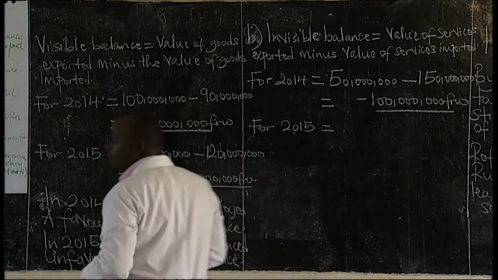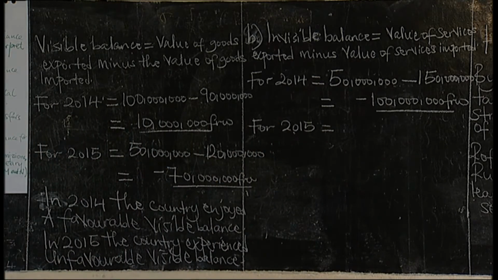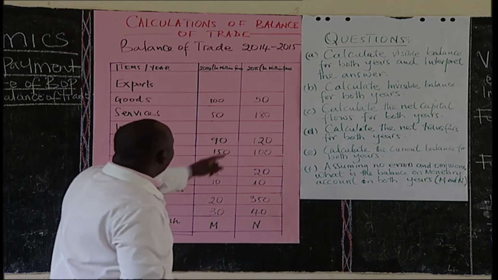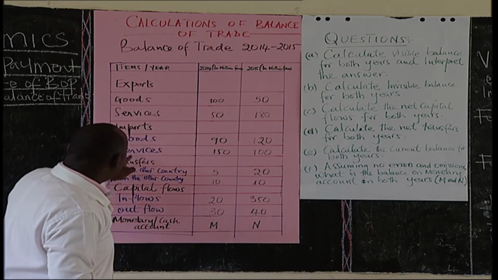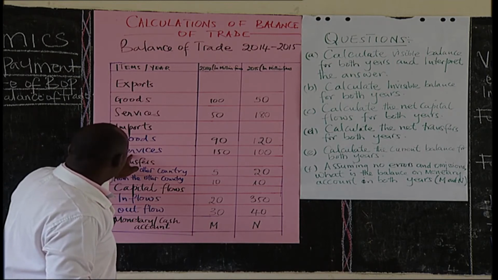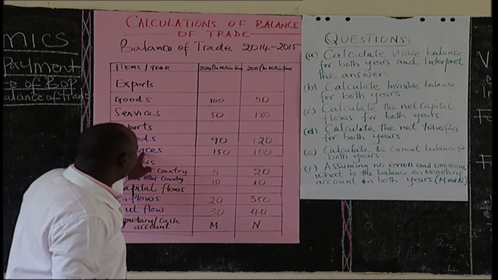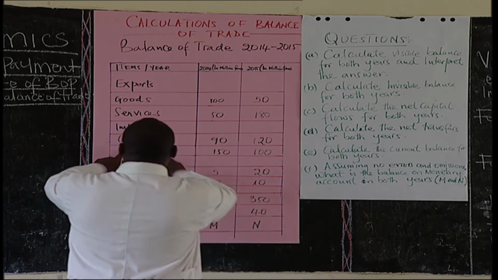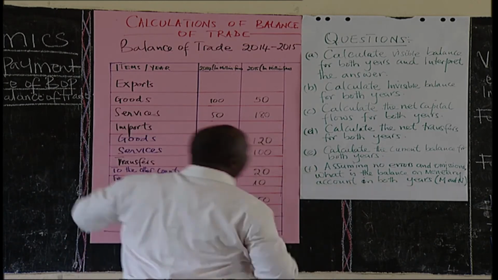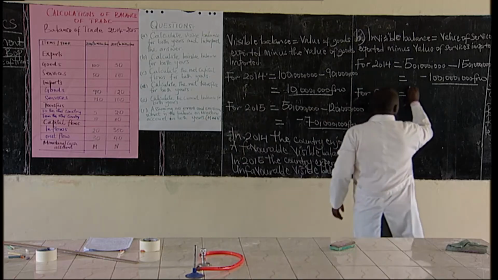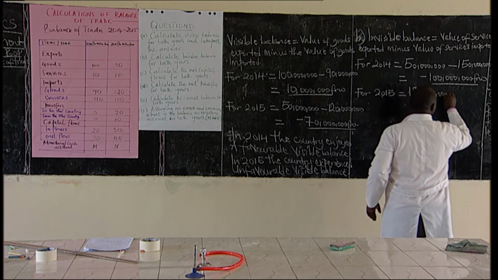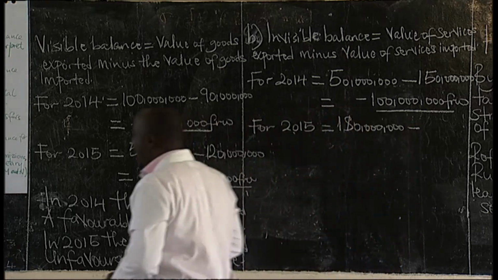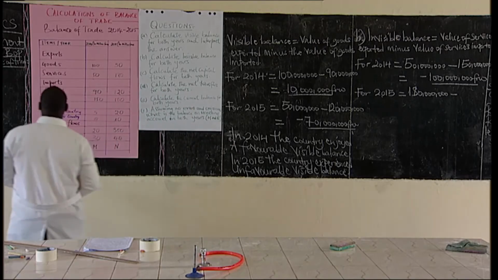Now, for 2015, because we are calculating the invisible balance for both years, in the column of 2015, on services exported in 2015, it is 180 million. It will be 180 million minus services imported in 2015.